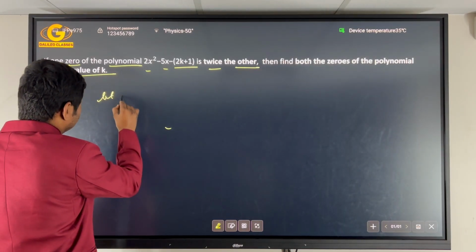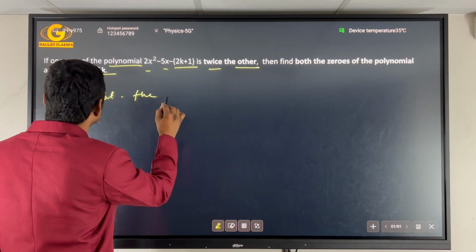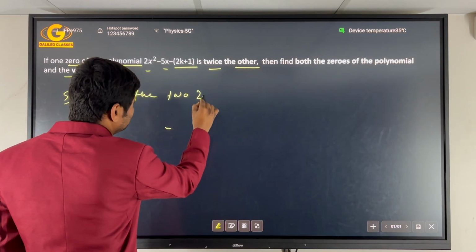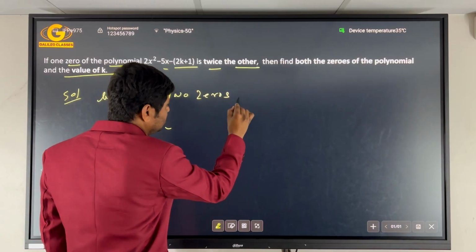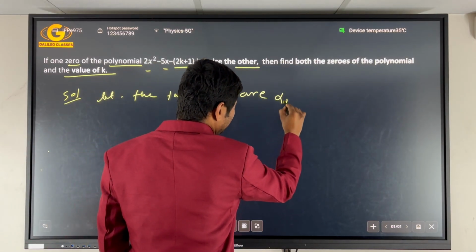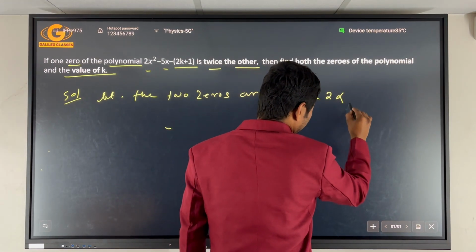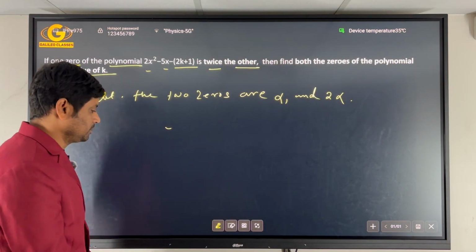Let the two zeros be alpha and 2 alpha. Clear?